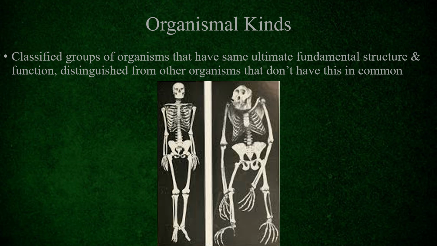Let's look at some terms that are commonly used in this debate, starting with organismal kinds. These are classified groups of organisms that have the same ultimate fundamental function and structure and are distinguished from other organisms that don't have this in common. So like all human beings essentially have that skeleton on the left and no other organism does. And essentially all great apes have that skeleton on the right, which is particularly a gorilla skeleton, and no other organism has that sort of skeleton.